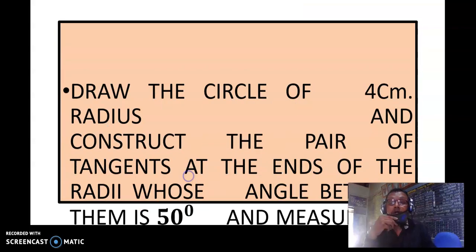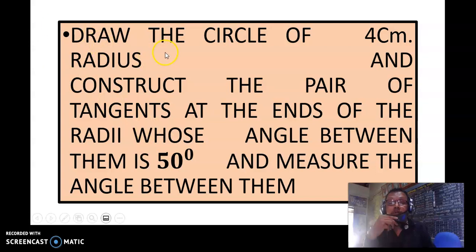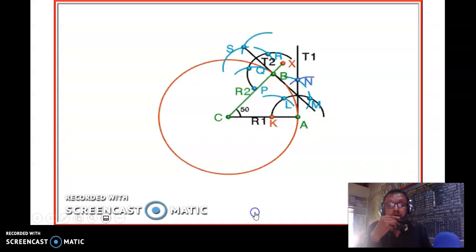Here I am considering a problem. Draw a circle of 4 cm radius and construct a pair of tangents at the ends of the radii whose angle between them is 50 degrees, and measure the angle between them. That means the angle between the tangents of the circle that you have constructed. Now I will show the video of how to construct the tangents.